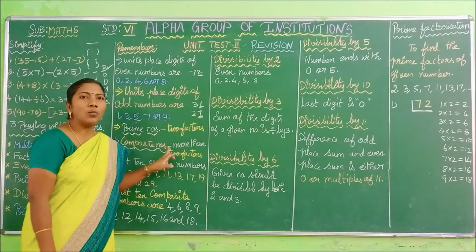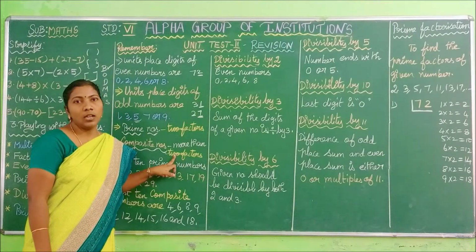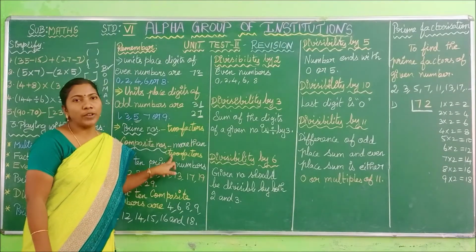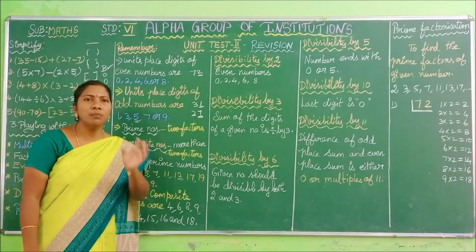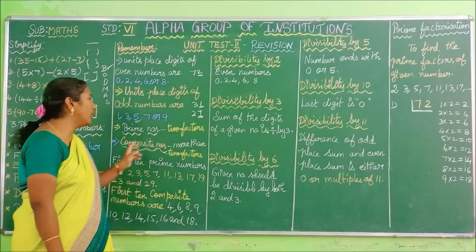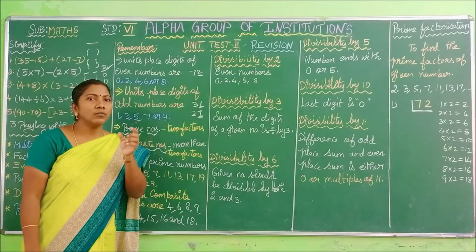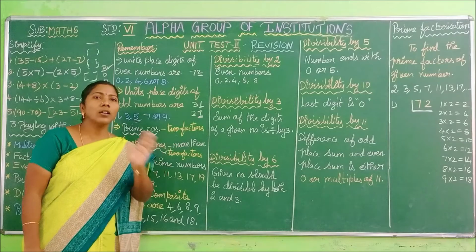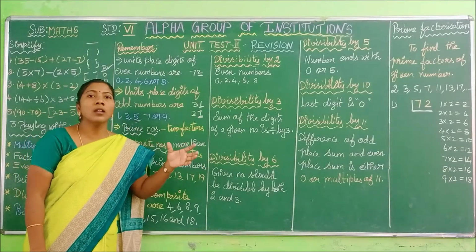What is meant by composite numbers? Numbers having more than two factors are said to be composite numbers. Otherwise, numbers having a minimum of 3 factors are said to be composite numbers. Also, we can say numbers which are not prime are composite numbers. Do you understand, children? Numbers which are not prime are composite numbers.